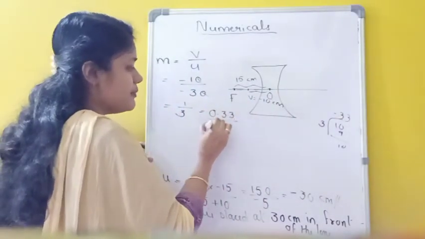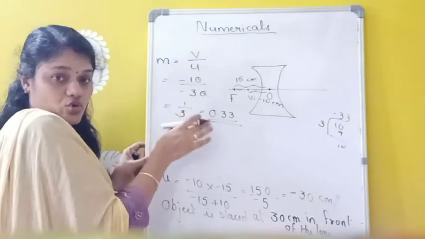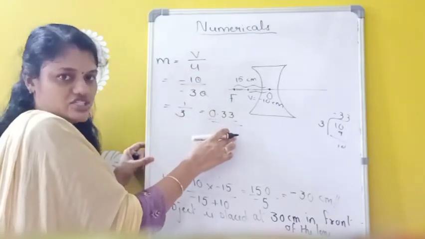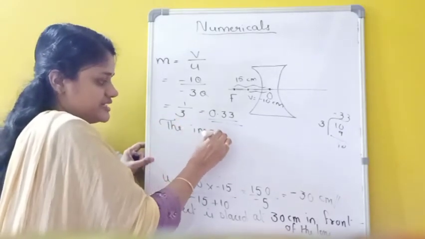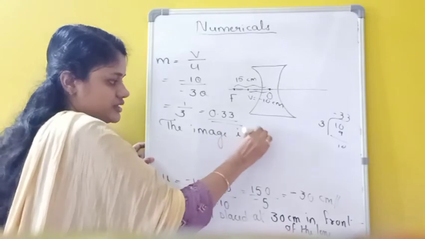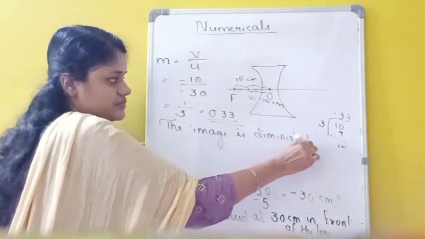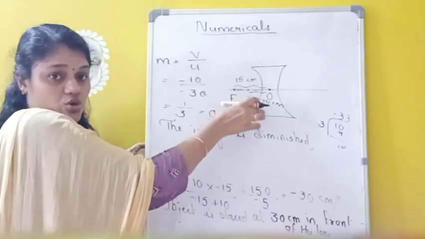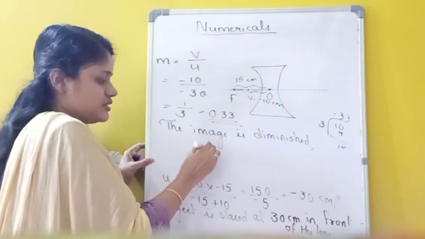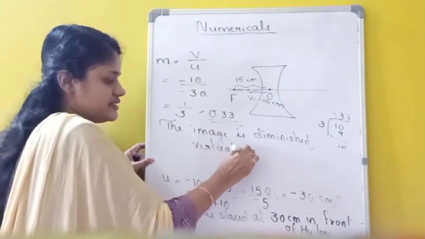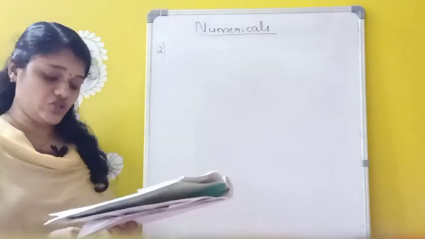So this is the magnification of which one? This image. 0.33 means less than 1, which indicates it may be a diminished image. So the image is diminished, as well as what is the nature of the image? This is a concave lens only. A concave lens always forms which image only? Virtual and direct.